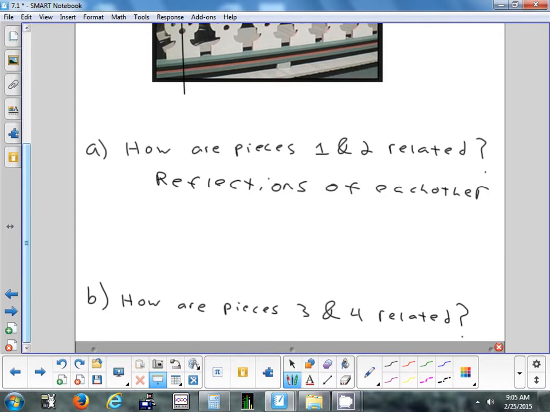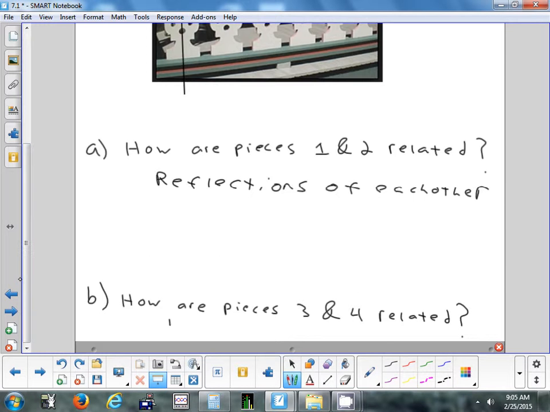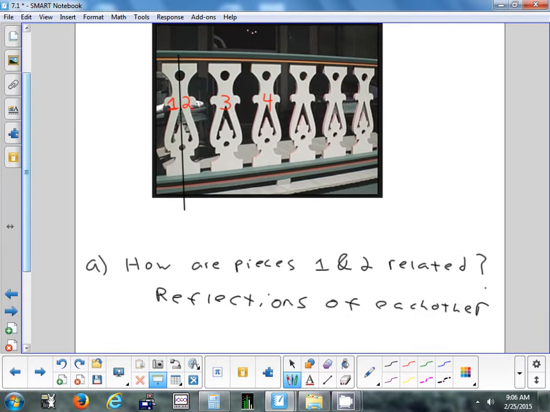Okay, how about pieces 3 and 4? How would you describe that? If you had piece 3 and then put it in piece 4's spot, what kind of transformation would that be? Yeah, that's a translation. Okay, so just trying to get you to see these transformations in kind of like a real world object.